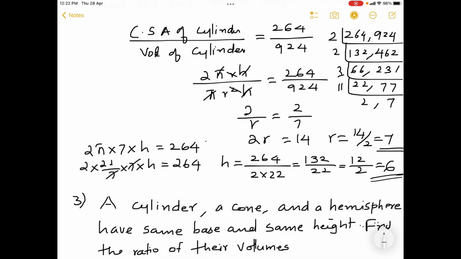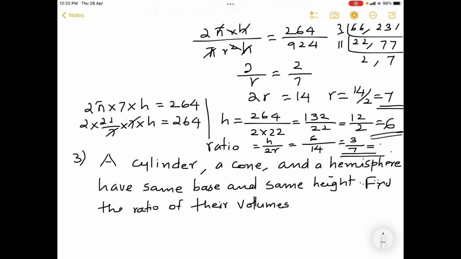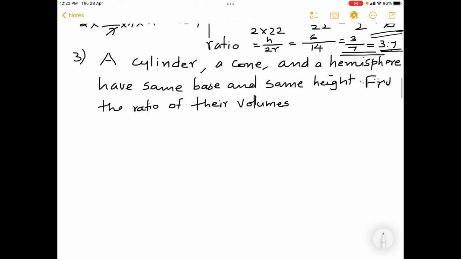Then the ratio is height by diameter 2r. h is equal to 6, so 6 by 2r is equal to 6 by 14, is equal to 3 by 7. That is equal to 3 is to 7.